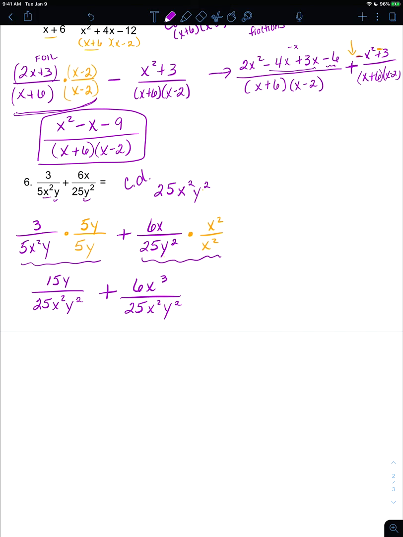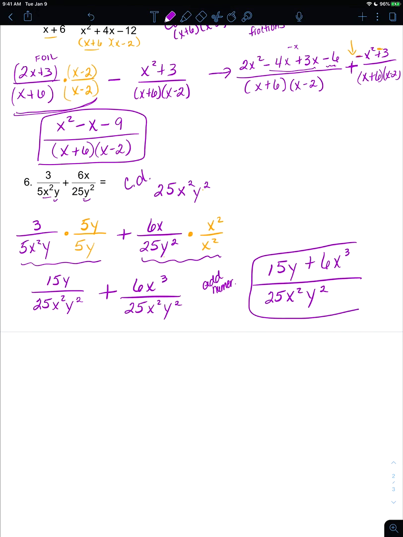Now we're going to add our numerators, and we don't have like terms, so we're going to have to just list them separately. So 15y plus 6x cubed all over 25 x squared y squared. Okay, only have to write that denominator the one time. I see I could factor out a 3 in the numerator, but that doesn't really help me. I can't factor out a 3 in the denominator, so that would not be able to reduce, so therefore that would be your final answer.